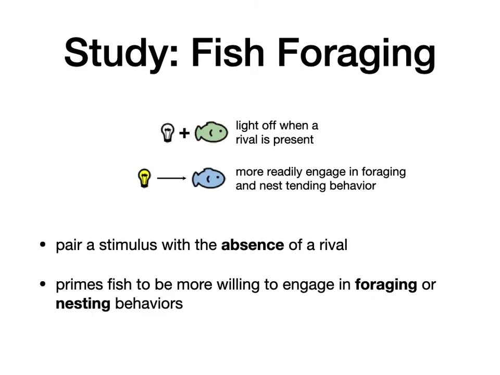Another one, fish foraging. So this is different, right? This is not about the fish fighting each other, but if you pair the stimulus with the absence of a rival, so there's a light on when there is nobody looking, the fish will be more willing to engage in foraging and nesting behaviors, things where it knows it doesn't have to defend itself.